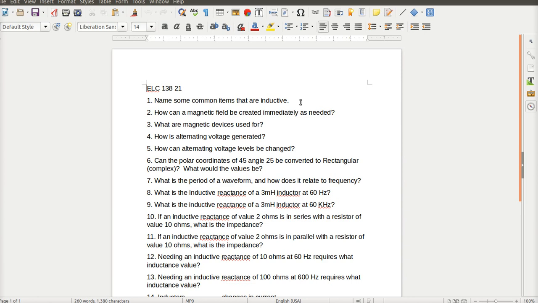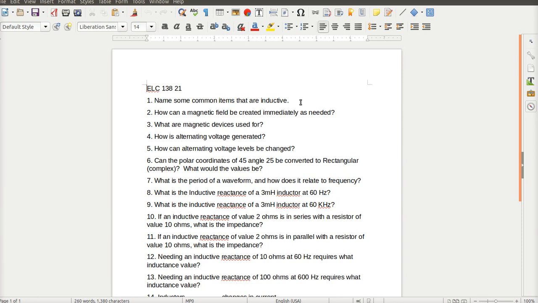You can get a little bit into how is alternating voltage generated. I would just Google that. And how can alternating voltage levels be changed? I'm just looking for the device that changes it, which happens to be an inductive device.